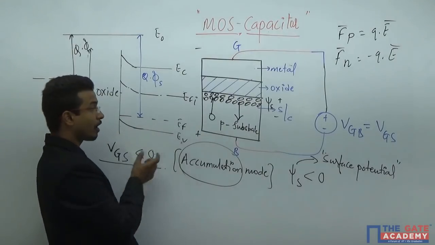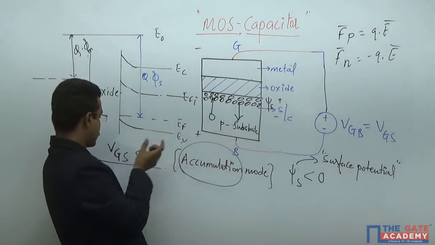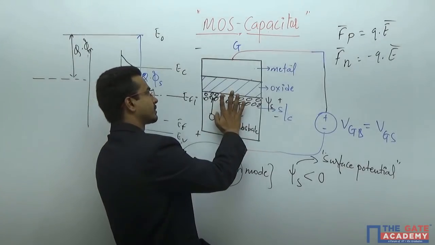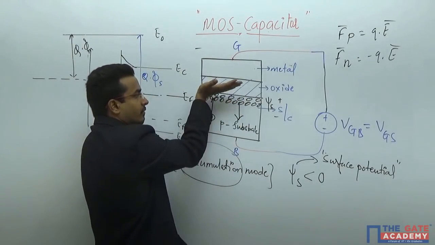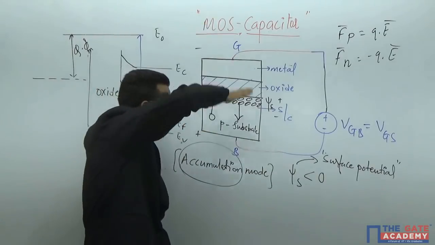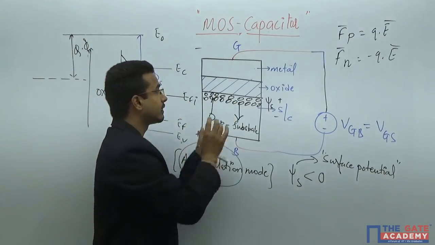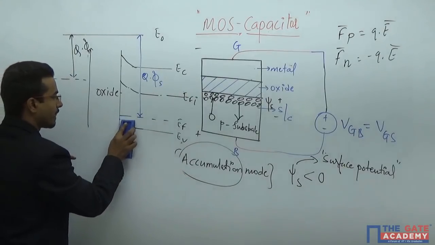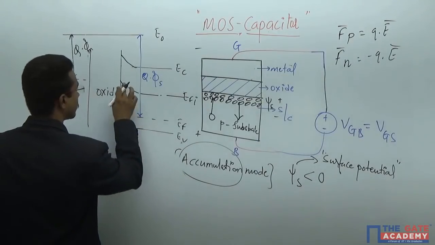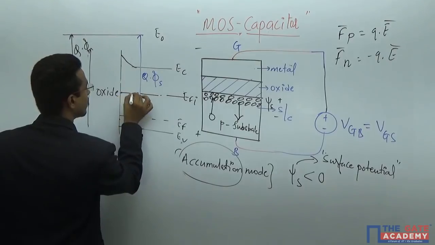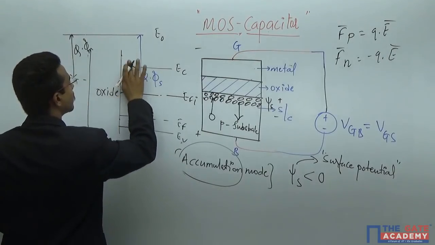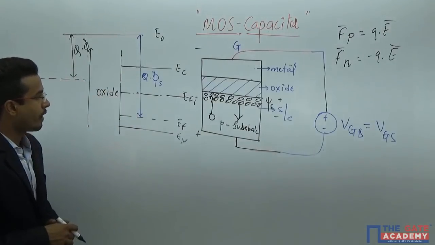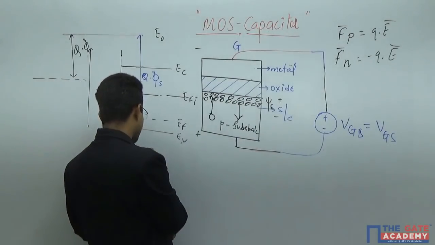Whenever VGS for a p-type substrate is less than 0, the electric field direction will be this. Holes will get attracted towards the surface and electrons will get repelled down from the surface. This is the reason. In the second case, again I will come to the flat-band position. Now my second case is when my VGS is greater than 0.